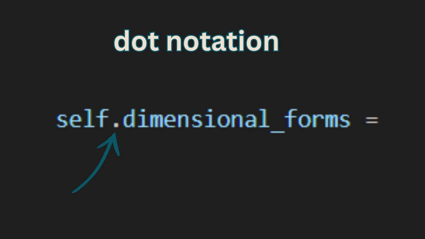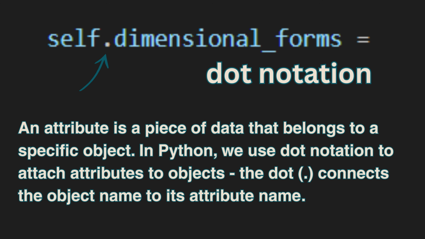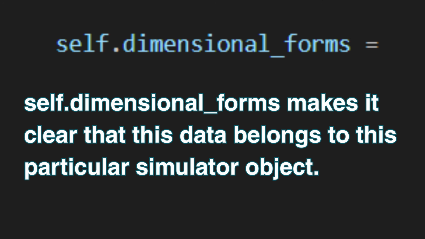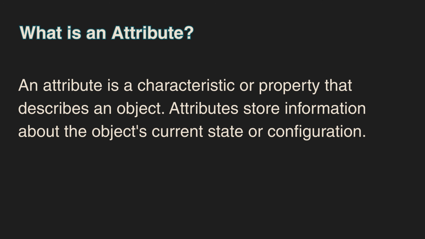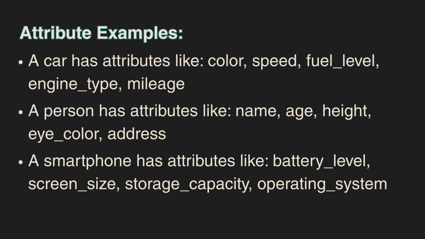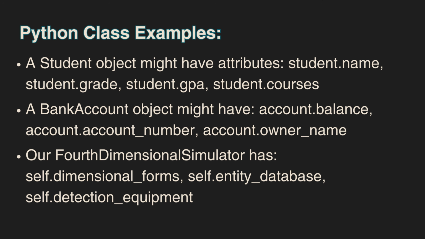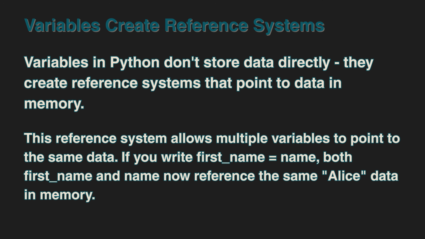Now with that dot between self and dimensional, this is called dot notation. We use a dot to attach attributes to objects. It's like writing your name on your belongings so you know they're yours. If you create multiple simulations later, each one will have its own dimensional forms attribute. The self dot ensures this data belongs to the specific simulator instance. We're not storing data in a variable box. We're creating a reference system that lets our object find and access its data.